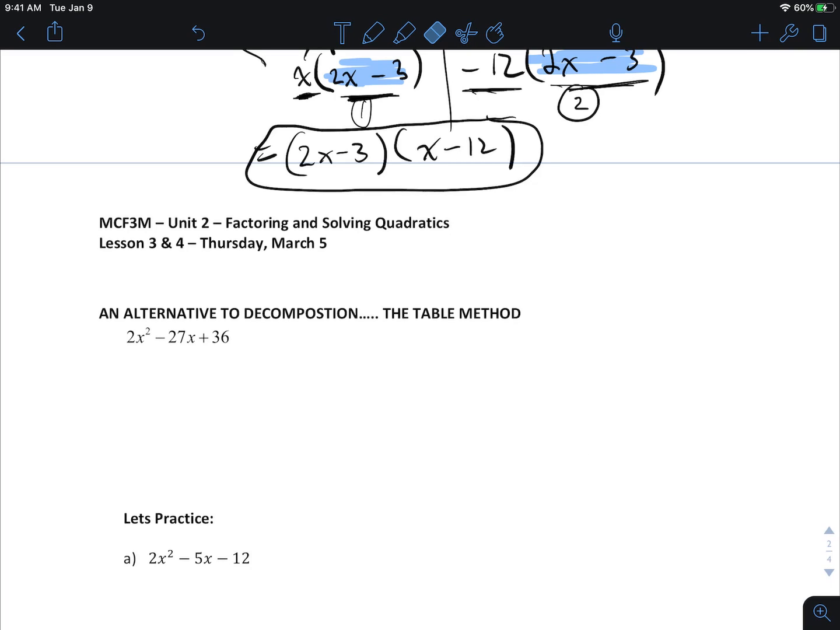So I'm going to do the exact same question. I'm going to show you how to do it with the table method. This is the exact same table that you used with expanding. The precursor to get to the table, step 1, is to do the man method. So it's the same question, so we know what the multiples are and what they have to add to. They have to multiply to 72. They have to add to negative 27.